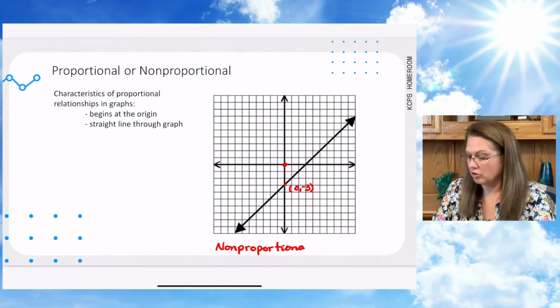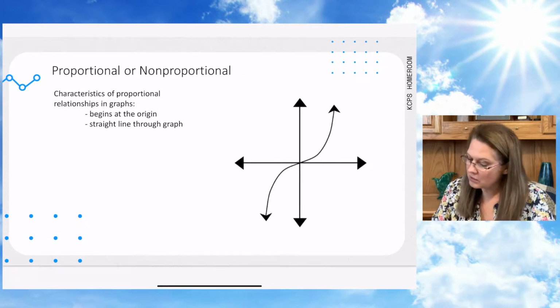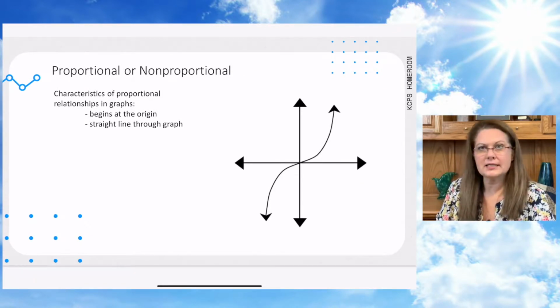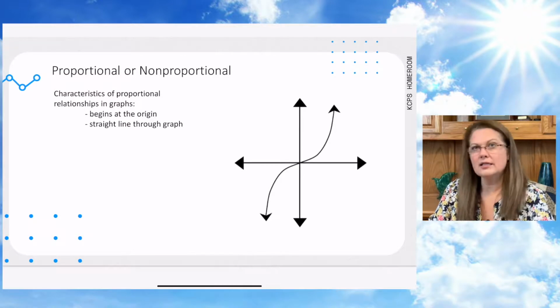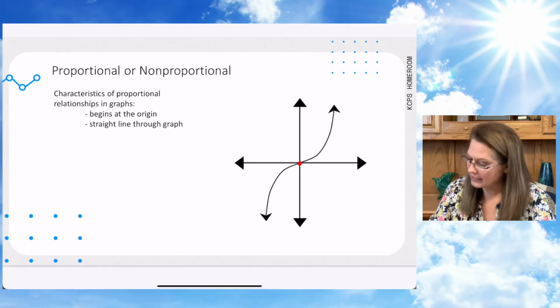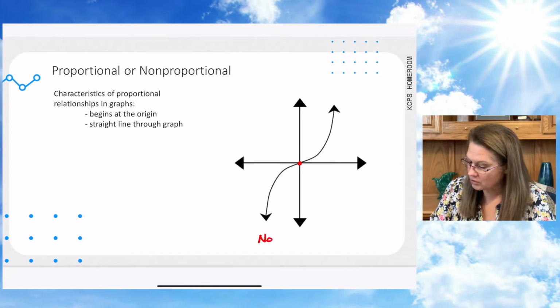Let's take a look at another graph. This graph I kind of like. It's kind of one of those whimsical graphs. And notice, remember our two characteristics? Goes through the origin, straight line. Here is our origin. The line goes through the origin, but really, is it a straight line? No, it's not. It's really one of those wacky, curvy lines. So because it only has one of the characteristics, this particular graph is non-proportional.